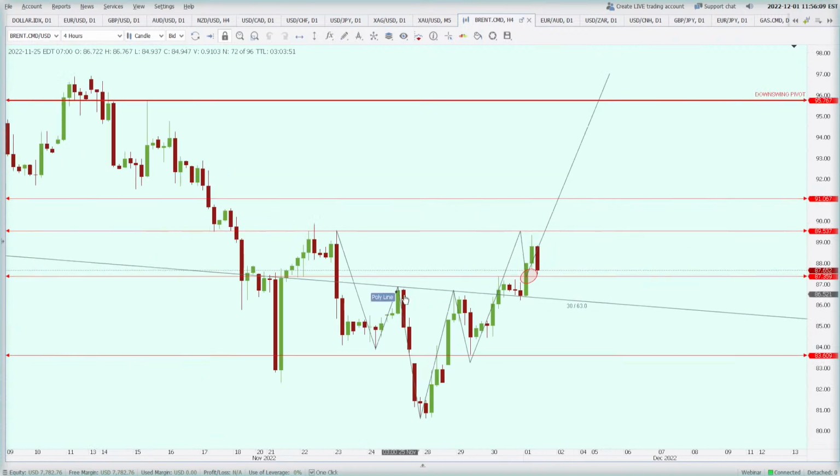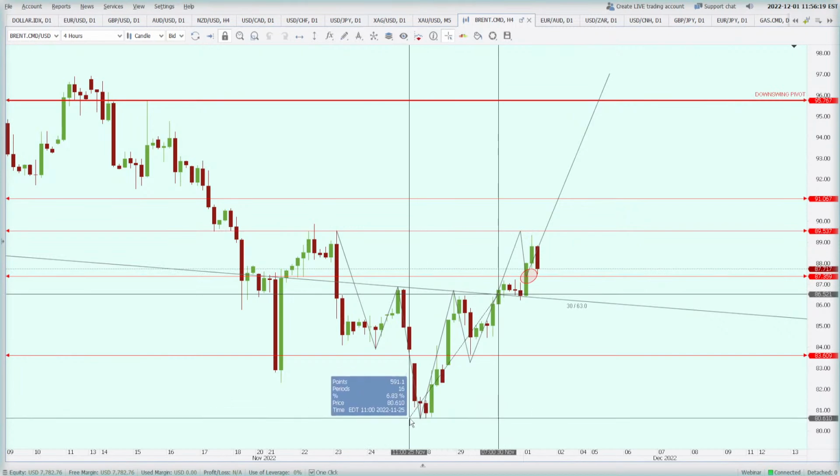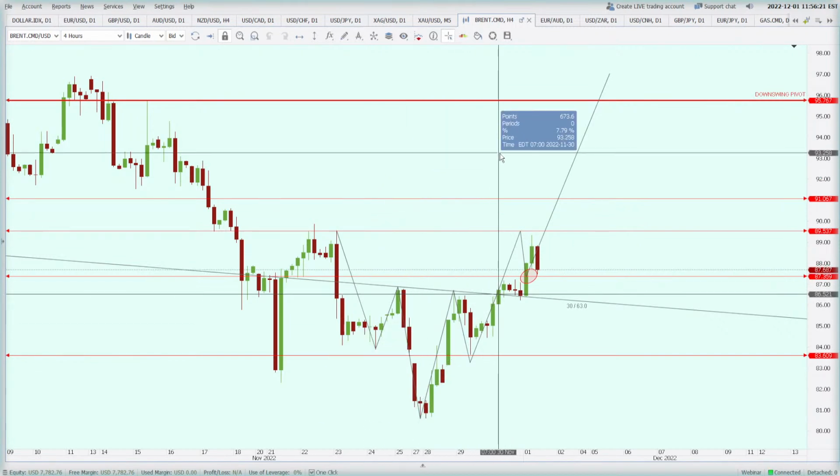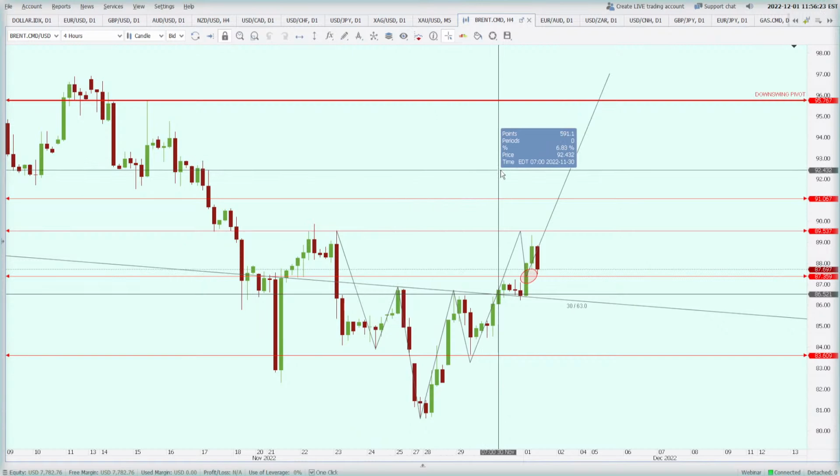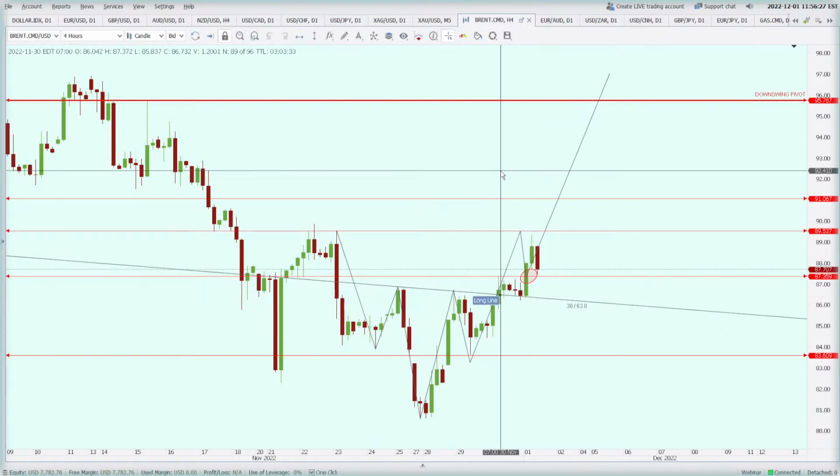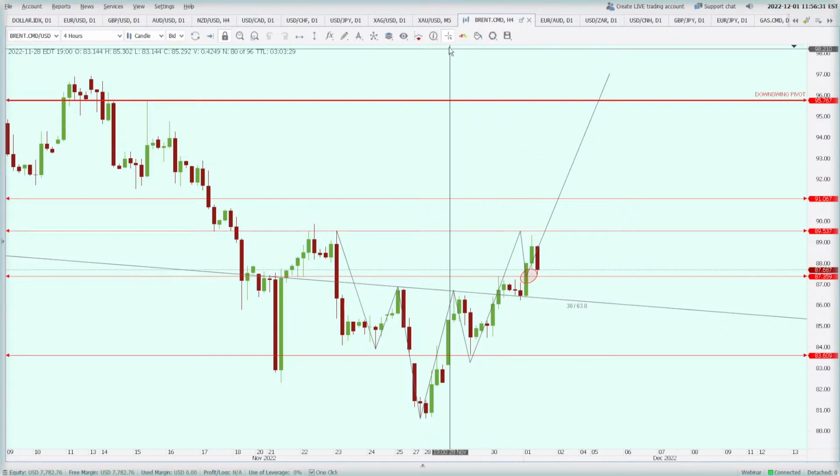Because the pattern is confirmed now, pattern is broken, the neckline has been tested as a fresh support, the price is headed up. So minimum target actually that I'm expecting from here is 591 points, which is around here. 92.4 is what I'm expecting in the Brent, at least for in the coming time.